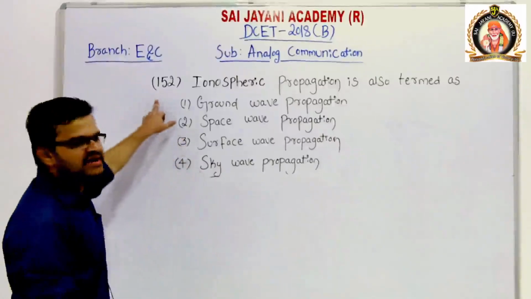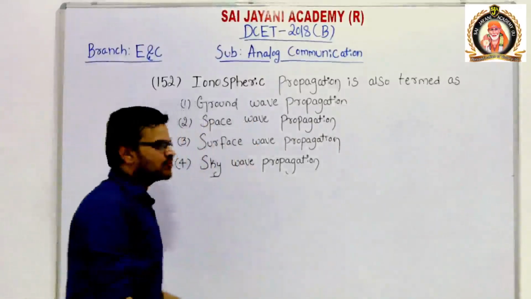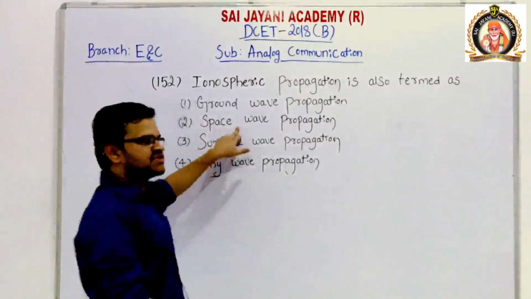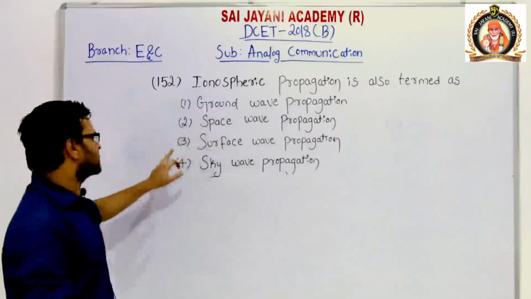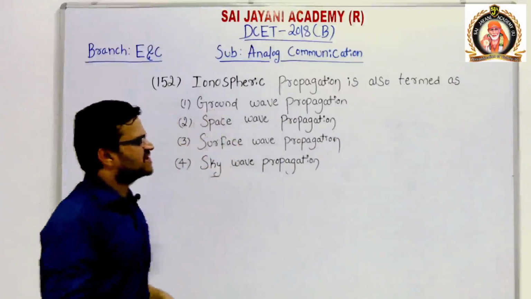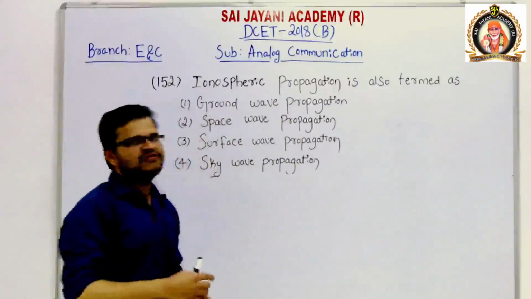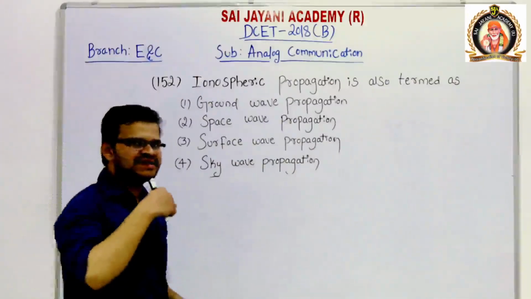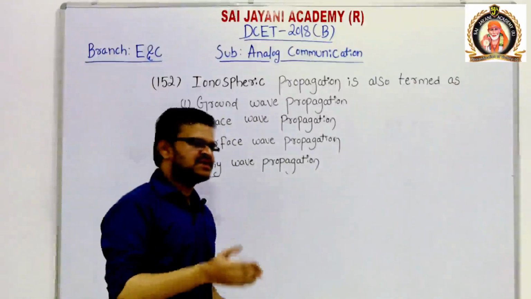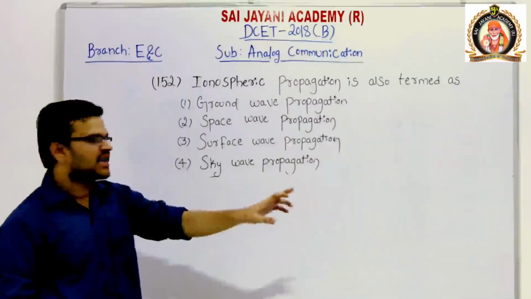Question number 152: the ionospheric propagation is also termed as, the options are given below. The first one is ground wave propagation, the second one is space wave propagation, the third one is surface wave propagation, and the fourth one is sky wave propagation. The ground wave propagation is mainly used for low frequency signals. In ground wave propagation, if you transmit the electromagnetic signal from the transmitting antenna, these signals are transmitted along the surface of the earth and reach the receiving antenna.